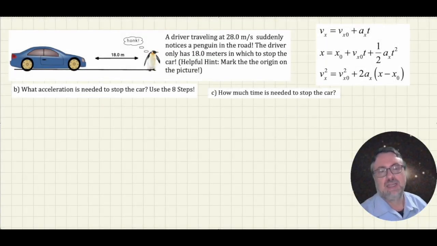Hello, physics. Today I want to go through some of the 1D motion problems that we've been working on. So this problem should look familiar. A driver is traveling at 28 meters per second, suddenly notices a penguin on the road. Don't want to hit the penguin. The driver only has 18 meters in which to stop.